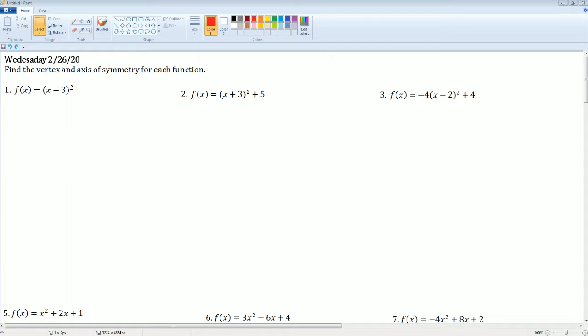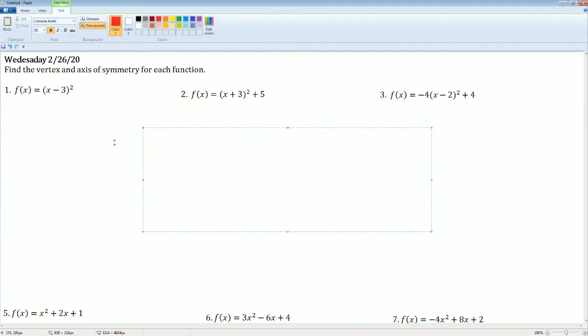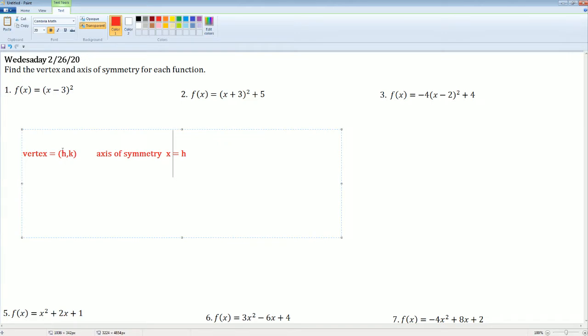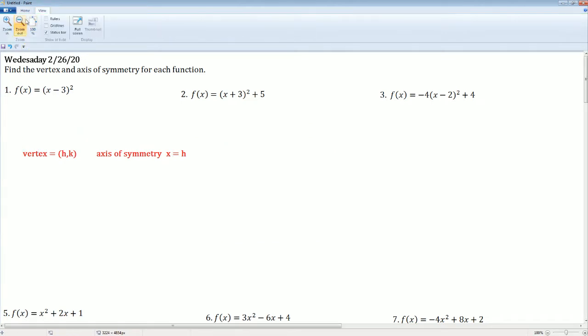Asked here to find us the vertex and the axis of symmetry. We should already know what the formula is for these. We know that these are all in our favorite format. This is all in vertex form, where the vertex is just defined by your h, k, and your axis of symmetry is an equation. Axis of symmetry is our equation where x is equal to h, right? Okay, we should know that from the first test.